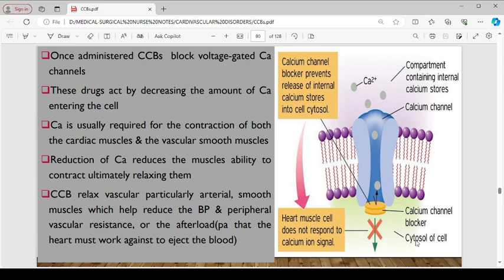You know, calcium is very key, as you all know, because it's normally required for the contraction of both cardiac muscles and the vascular smooth muscle. So reduction of the calcium normally reduces the muscle's ability to contract, ultimately resulting in relaxation. Okay, and this relaxation is particularly observed in the arterioles and the smooth muscles, which normally help reduce the blood pressure and also the peripheral vascular resistance, or simply put, the afterload. You know, afterload is just that pressure that the heart must work against in order to eject blood.